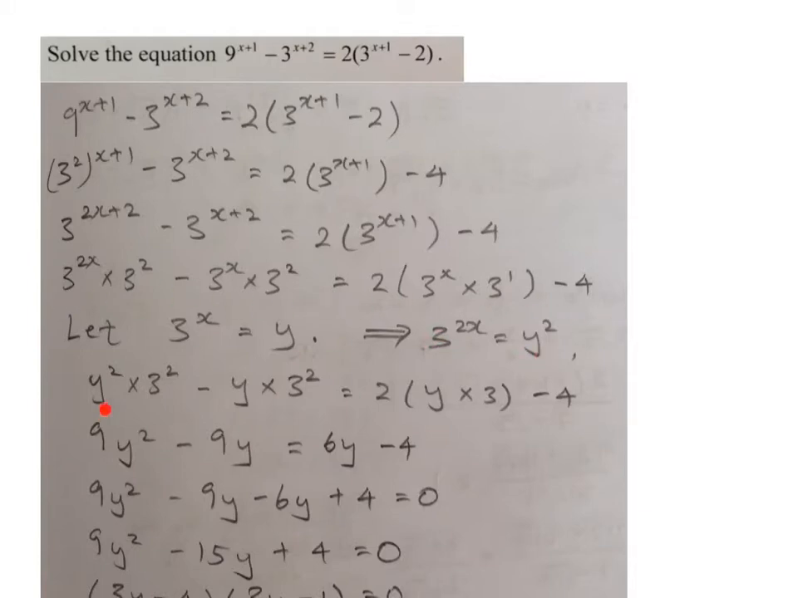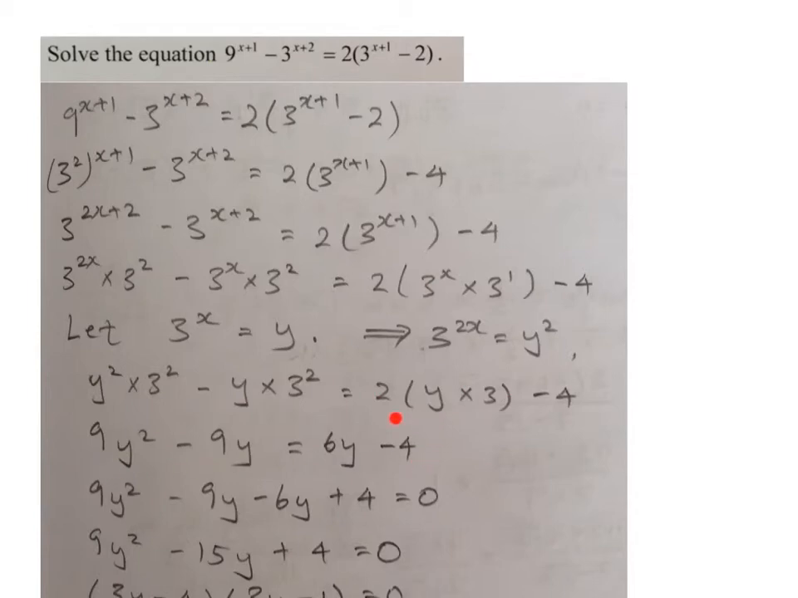I'll have y squared, because this is 3 to the power of 2x, multiplied by 3 squared, minus, this is 3 to the power of x, so I change to y, multiplied by 3 squared, is equal to 2 bracket, this is 3 to the power of x again, so I substitute by y, multiplied by 3 minus 4. So now this is my equation that I'm going to solve. Okay, and 3 squared is actually 9, so this is 9y² − 9y = 6y − 4.